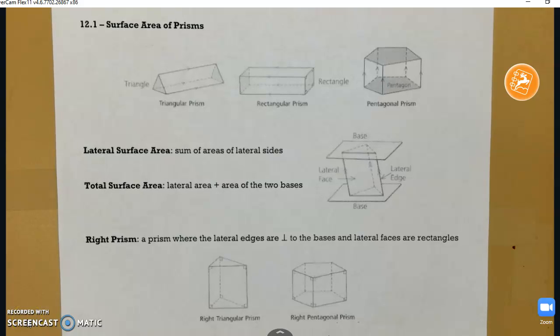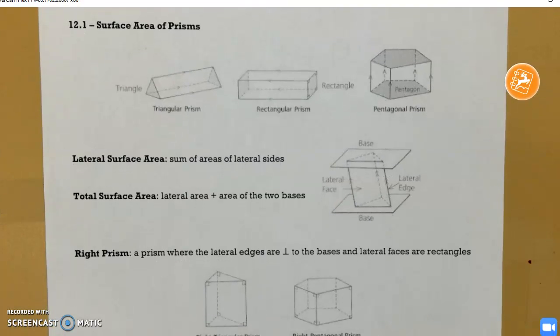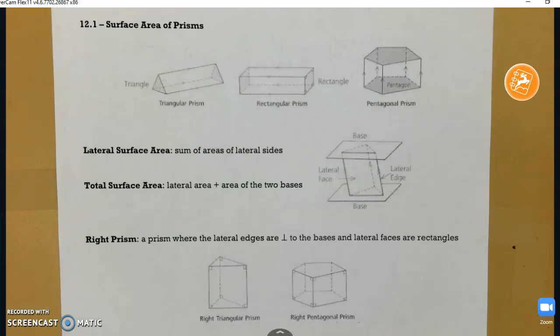All right, we are starting chapter 12 today, covering sections 12.1 and 12.2, getting into surface area of some prisms. So one of the things that first needs to be addressed is the difference between lateral and surface area, because you're going to see it asking for both or sometimes one or the other.